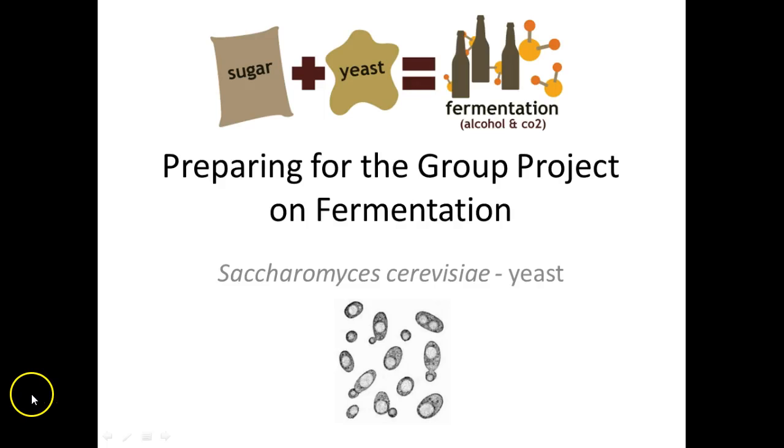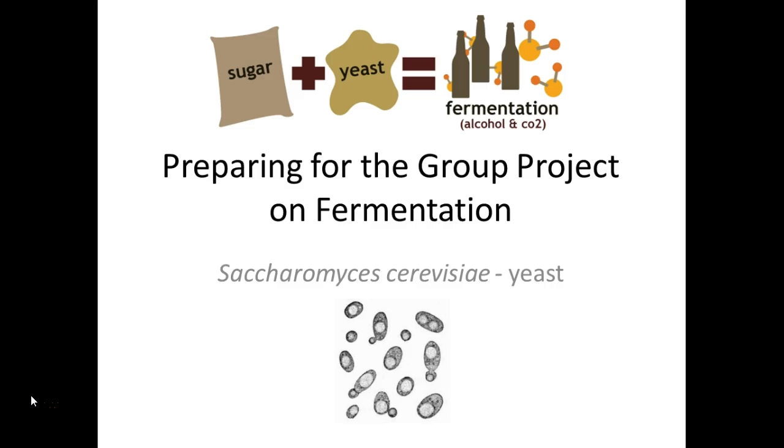This tutorial will help you to prepare for the group project you'll be doing in lab on fermentation. Fermentation involves a yeast. The yeast we'll be using is known as baker's yeast or bread yeast, and its name is Saccharomyces cerevisiae. Saccharo means sweet, myces means yeast or fungus, and cerevisiae means baker. Saccharomyces cerevisiae uses carbohydrates and in the process undergoes fermentation.